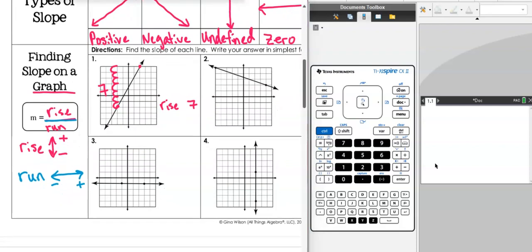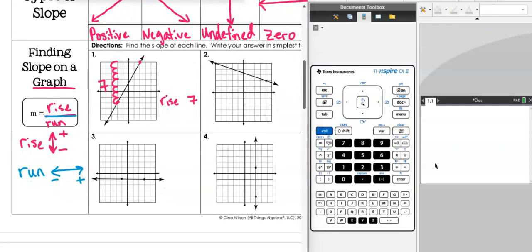Now we're going to run. We're going to go to the left or the right. But to get to that next point, I can't go left. So I'm going to go right because that's where it is. 1, 2, 3, 4. So our run was 4. Now our last step is to divide. So over here on the right, I'm just going to divide 7 divided by 4. And nothing changed. That means that 7 over 4 is the simplest fraction that we can use to represent the slope. So let's do that again with number 2.